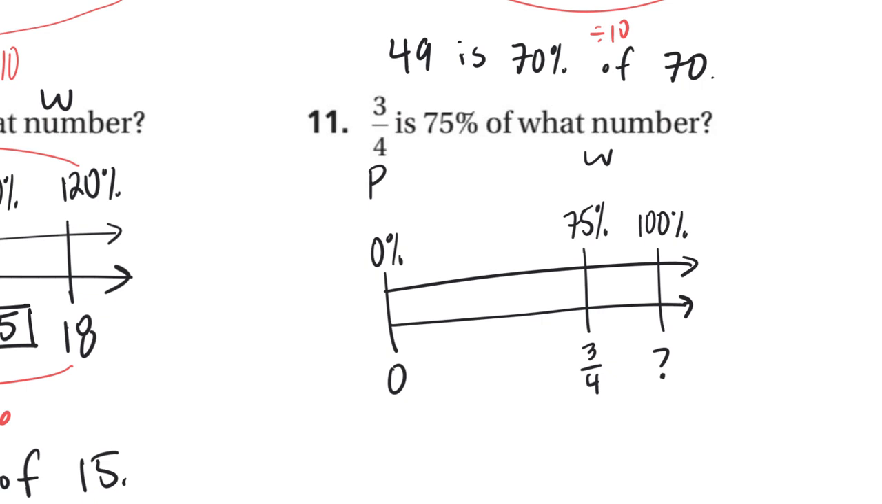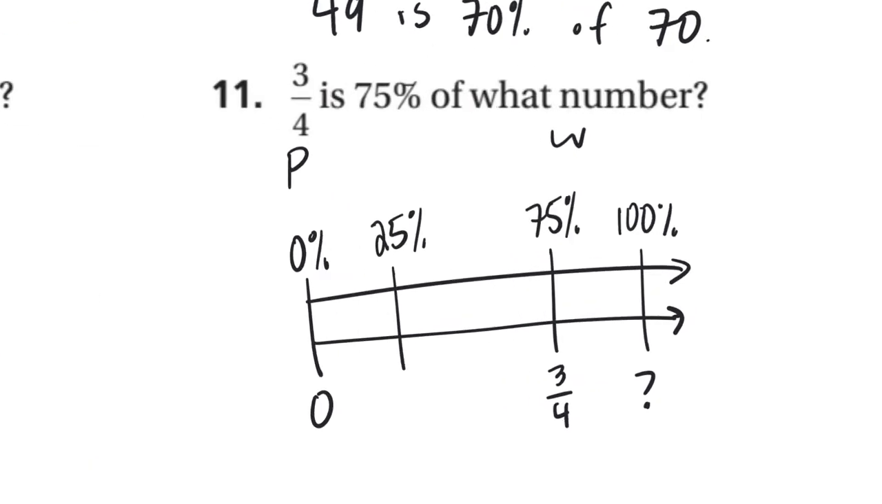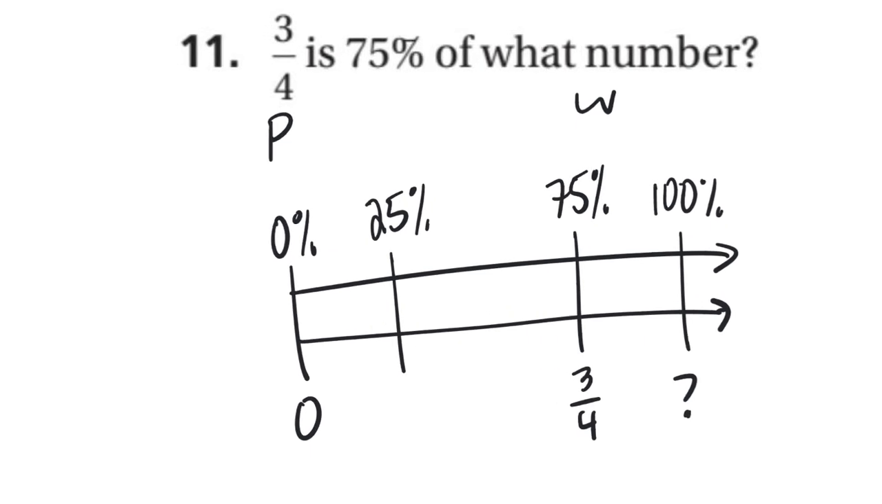It's going to be a whole, but let's make sure we know why. So 25% is a nice one to find. 25 goes into 75 and 100. That's if we divide this by 3 and divide this by 3. 3/4 divided by 3 is 1/4. And if 25% is 1/4, how do we get to 100%? Multiply by 4 or just add that on.